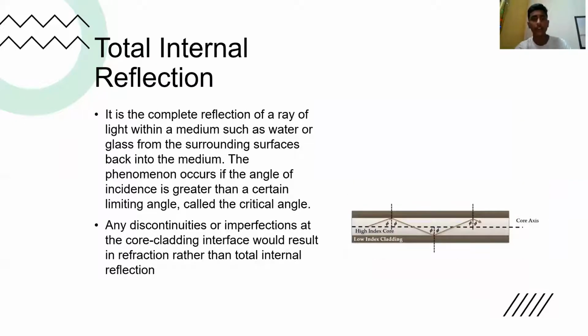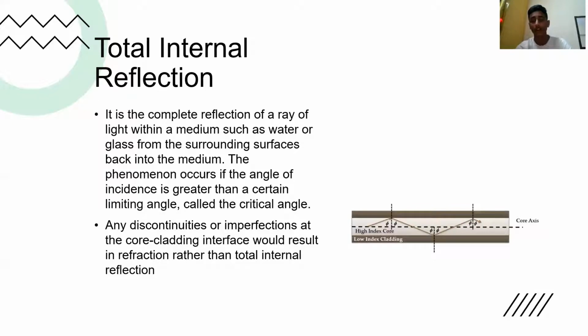Now, what's total internal reflection? It is the complete reflection of a ray of light within a medium, such as water or glass, from the surrounding surfaces back into the medium. This phenomenon occurs if the angle of incidence is greater than a certain limiting angle, which is called the critical angle. Any discontinuities or imperfections at the core-cladding interface will result in refraction rather than total internal reflection.